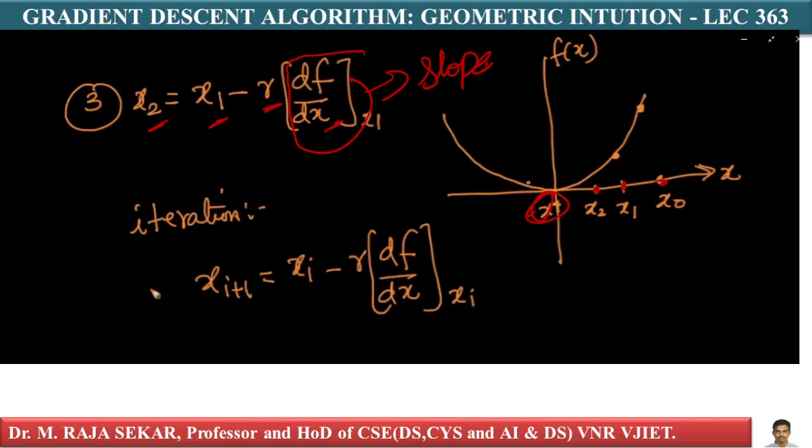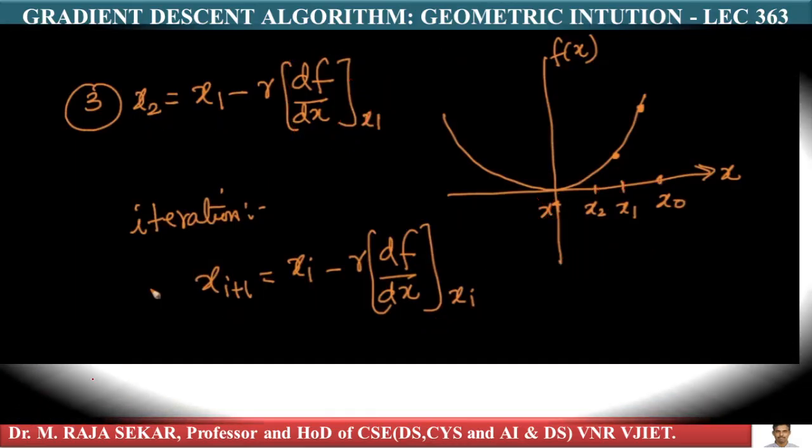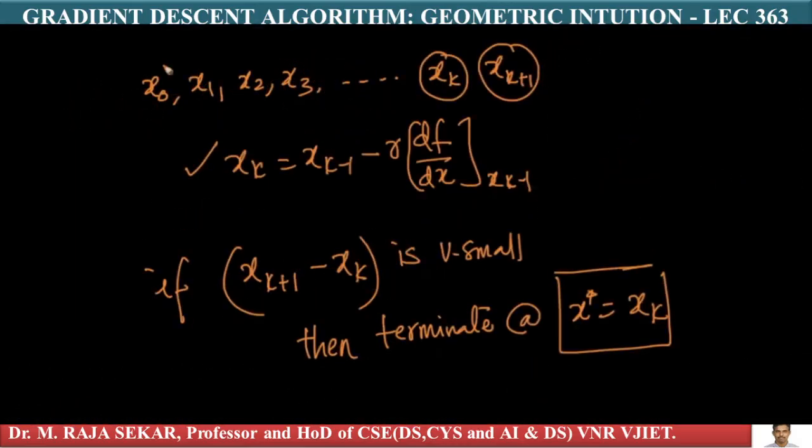Similarly, at any iteration, xi plus 1 equal to xi minus r into df by dx at xi. This is the update function. This is a simple iterative algorithm. Using this, we start with x0. We started our journey with x0. From x0 you get x1, from x1 to x2, x2 to x3, and so on to xk, isn't it?